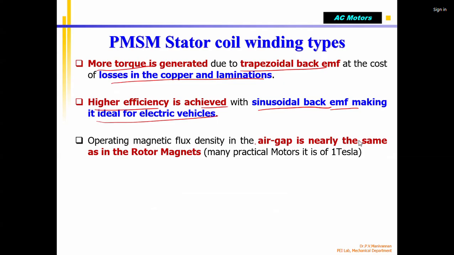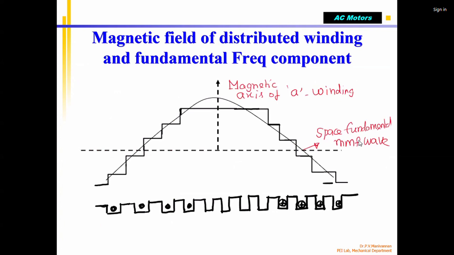The operating magnetic field in the air gap is nearly the same as in the rotor magnets, right? So this is another point to be noted. As I told you, in the stator you have the slots in which the coils are put. So to create the sinusoidal type of back EMF, this is a distributed type stator winding.